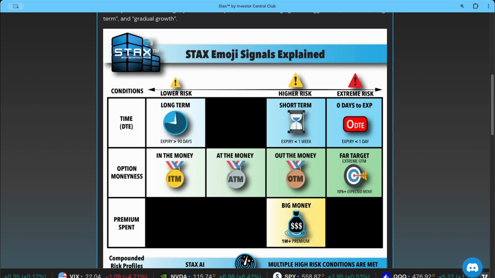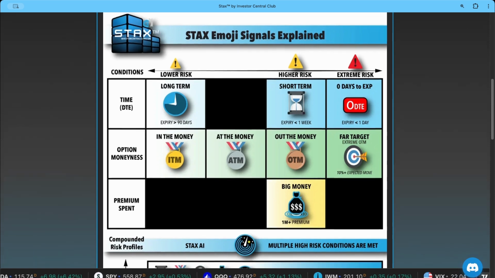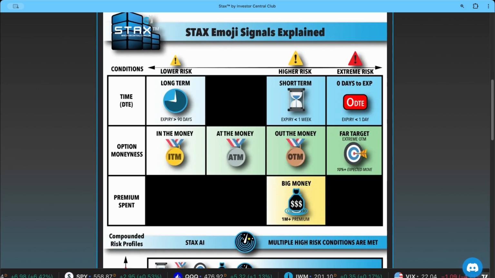We've got time constraints: long-term, short-term, 0 days to expiration. Option moneyness: in the money, at the money, out of the money. And if it happens to be a very far extreme out of the money, you'll see this target. As well as premium spent, anything with over $1 million in premium gets the big money symbol here as well.